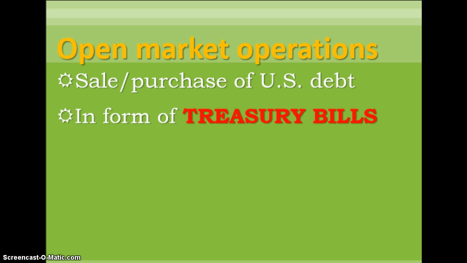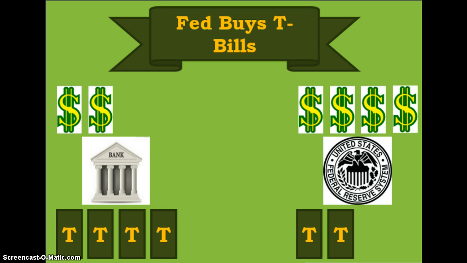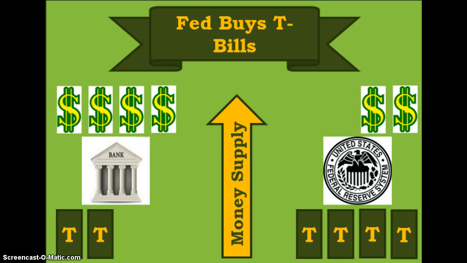Open market operations. This is the selling and buying of treasury bonds. If you want to get money into circulation, you're going to buy treasury bills, and you're going to give that cash to whoever's selling them, in this case banks. So hence the money supply is going to go up.